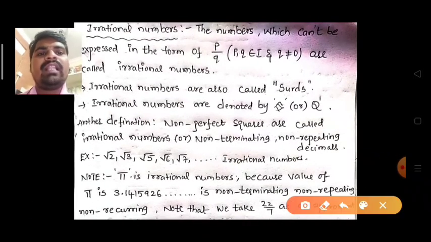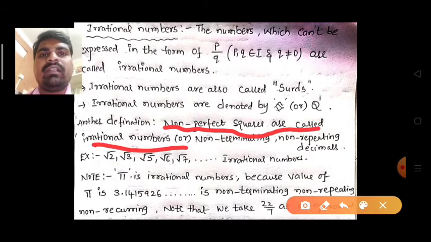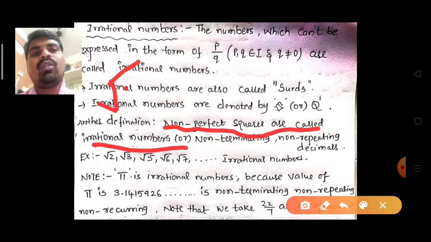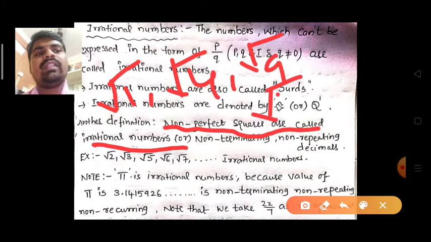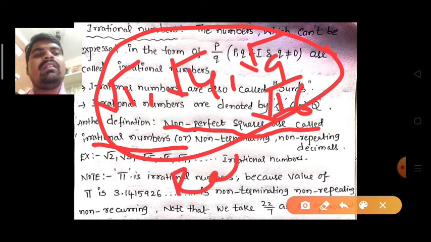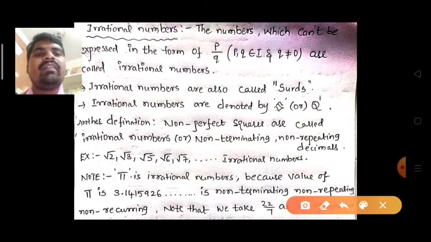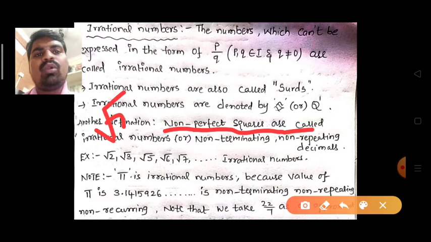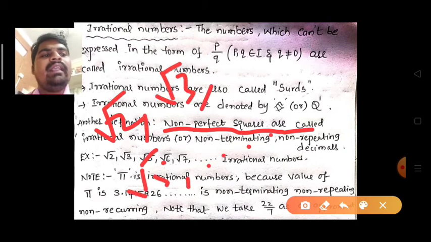Another definition: non-perfect squares are called irrational numbers. I think you know perfect squares very well. What are the perfect squares? Root 1, root 4, root 9, root 16. These are perfect squares. Perfect squares are not irrational, these are rational. But here the definition is non-perfect squares, which are root 2, root 3, root 5, like that. These all are irrational numbers.